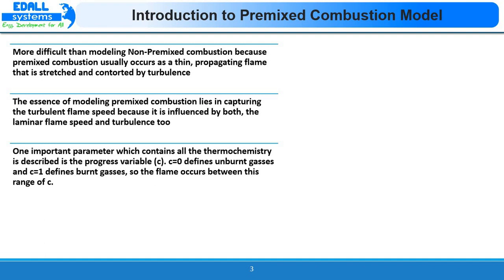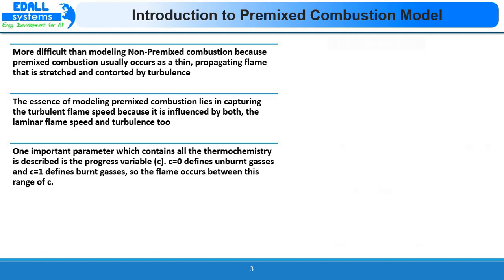Just like the non-premixed combustion model, one of the important parameters which holds the entire thermochemistry here is the progress variable. In the non-premixed combustion model, it was the mixture fraction. Here it is the progress variable. But both of these factors are very different from each other. Wherever C equals 0, unburned gases are present, and wherever C equals 1, burnt gases are present. So the flame which occurs in premixed combustion is in the range of C equals 0 to C equals 1. This helps in visualizing and putting our boundary conditions very specifically so that a premixed combustion model can be simulated.